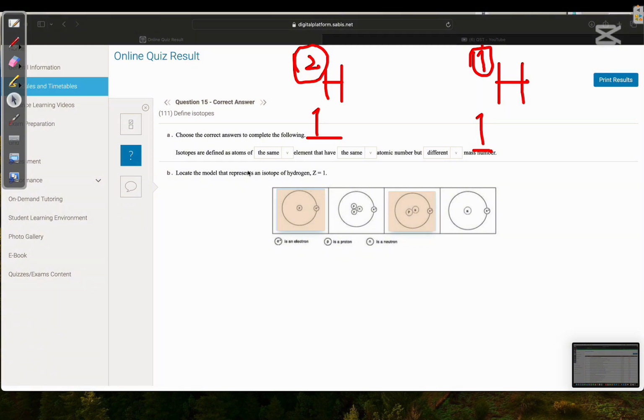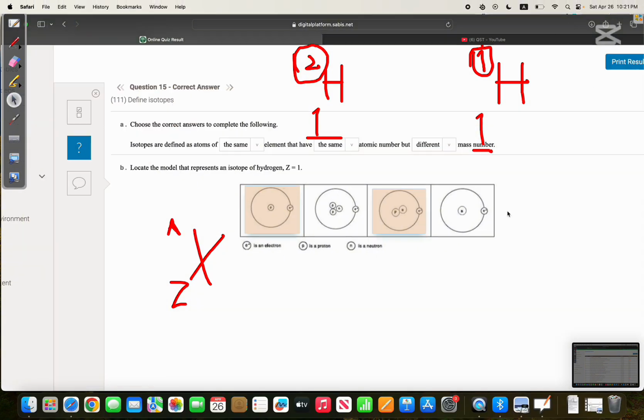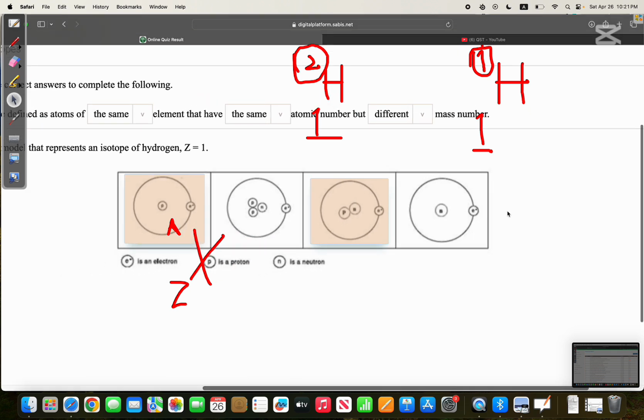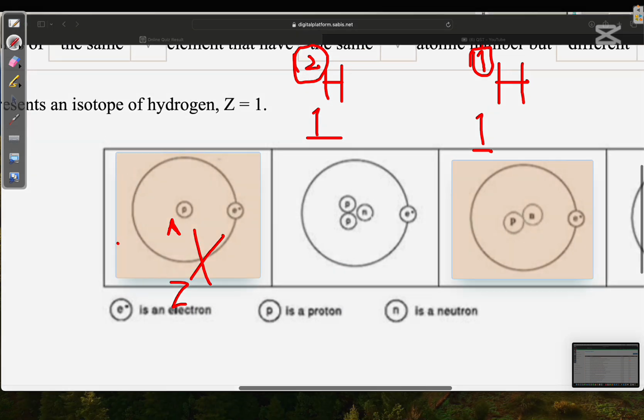Okay, so let me remind you with the model of an atom. X, Z, A. Z is the amount of protons, A is the amount of nucleons. So when Z is equal to 1, that means there is only one proton. So let's count. 1 proton, 2 protons. We don't care about neutrons. As long as there's one proton, it's the answer. One proton and the other we don't care.